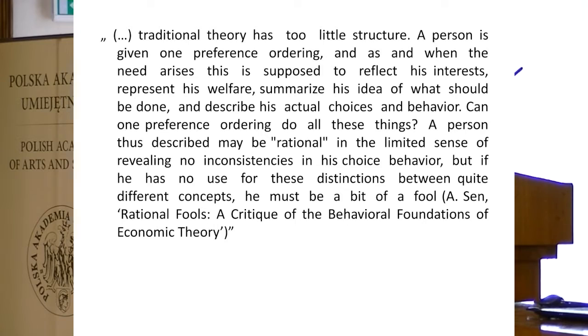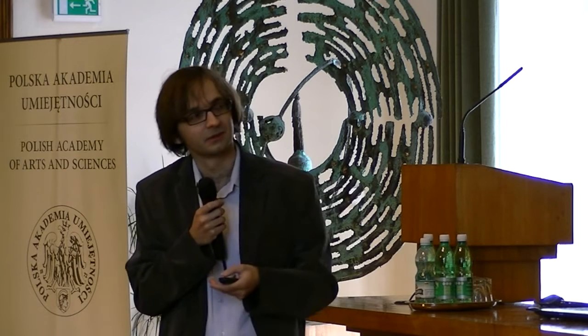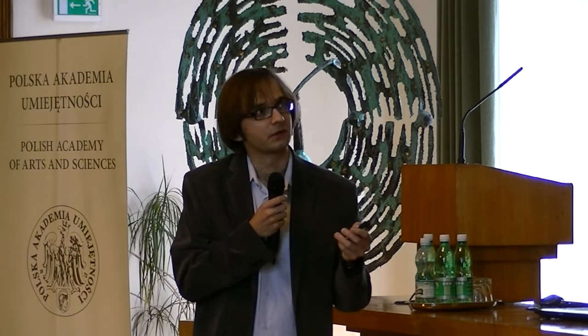"A person thus described may be rational in the limited sense of revealing no inconsistencies in his choice behavior." That is, in the situation in which we understand the utility function as reflecting only our behavior. So it's the interpretation of preferences, of the utility function, called the choice interpretation of the utility function. "But if he has no use for these distinctions between quite different concepts, he must be a bit of a fool." Of course, it's a kind of ad personam argument, but he develops this argument in the remainder of his article.